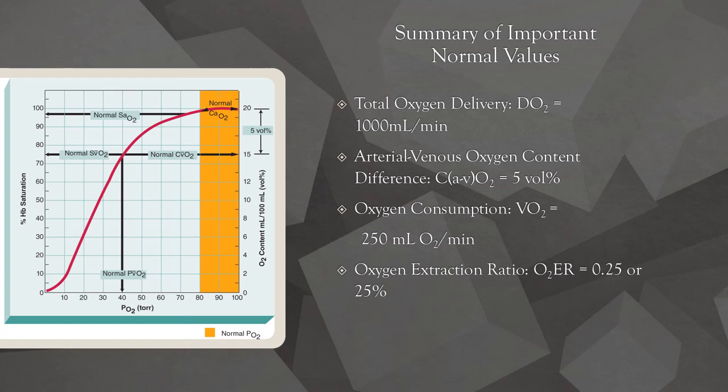Here's a summary of important normal values. Total oxygen delivery, or DO2, is about 1,000 milliliters per minute. A normal arterial venous oxygen content difference, or C(a-v)O2, is 5 vol%. Oxygen consumption, or VO2, is equal to about 250 mL of oxygen per minute. And a normal oxygen extraction ratio, or O2ER, is about 0.25 or 25%.